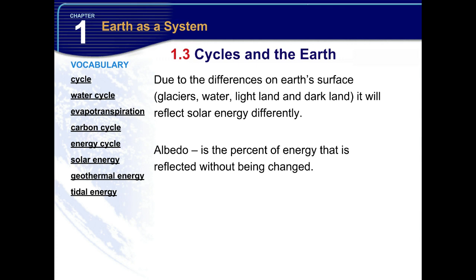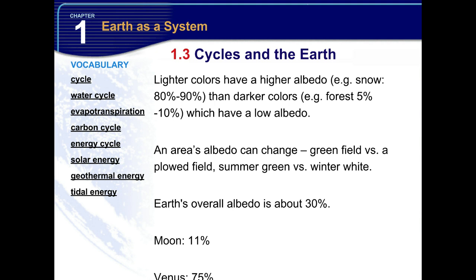Now, due to the differences on Earth's surface, glaciers, water, light land, and dark land will reflect solar energy differently. The albedo is the percent of energy that is reflected without being changed. Lighter colors have a higher albedo. An example is snow, between 80 and 90%. Darker colors have a lower percent, 5 to 10%, for example, is a forest. They have low albedo. An area's albedo can change: green field versus a plowed field, summer green versus winter white. Earth's overall albedo is about 30%. The moon is 11%, Venus is 75%.